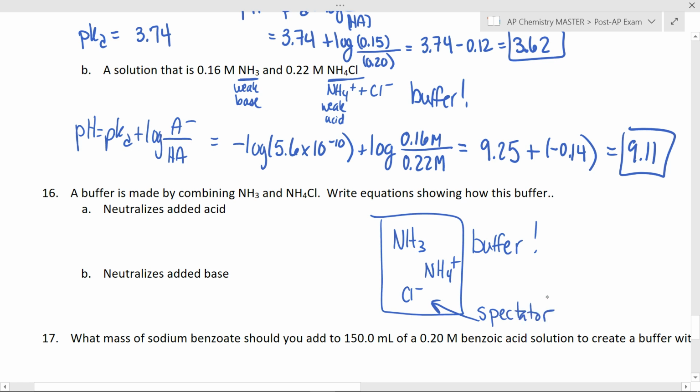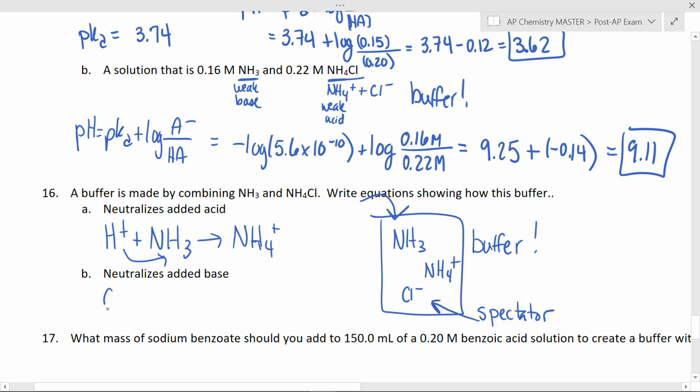The reason why this works well as a buffer is that if you add hydrogen ions to your buffer, they are going to be neutralized by your weak base. My weak base, NH3, remember bases are hydrogen takers, is going to grab that hydrogen and turn it into the form of NH4. And there's already some NH4 floating around in your solution, so it's not going to make a big impact on the pH.